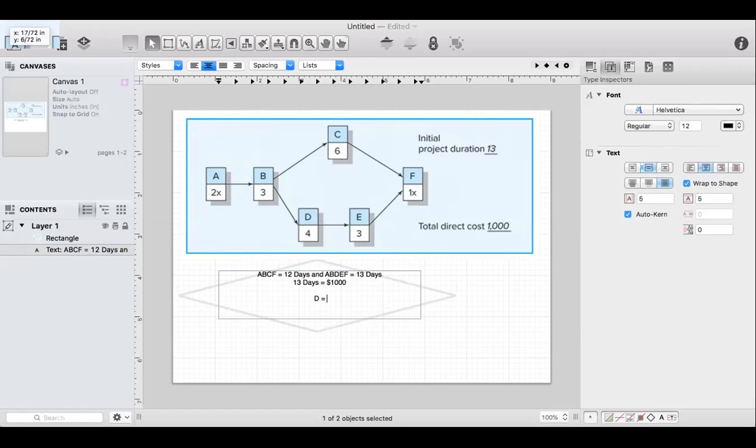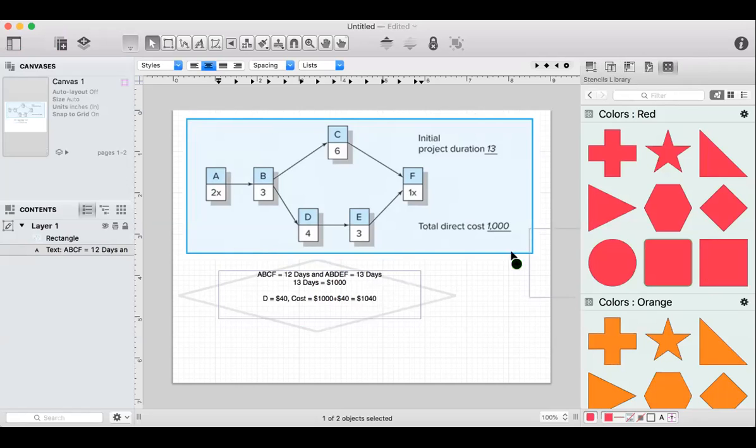equal $40. Cost equal $1,000 plus 40 equal $1,040. Okay, so if it's equal $1,040, I did D. How many times can I crash D for? How many times can we crash D? Just one time.